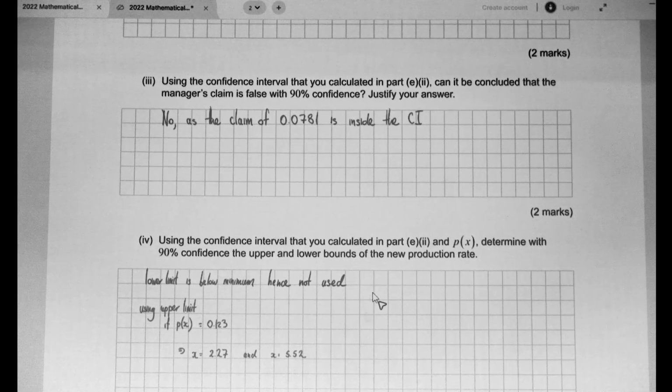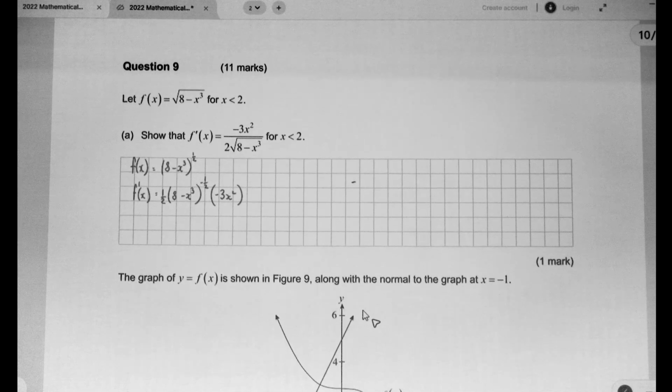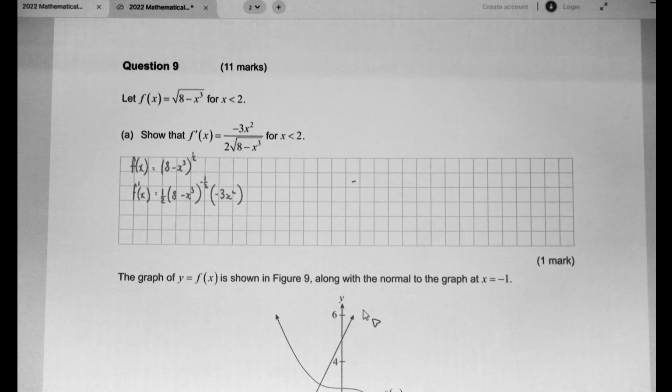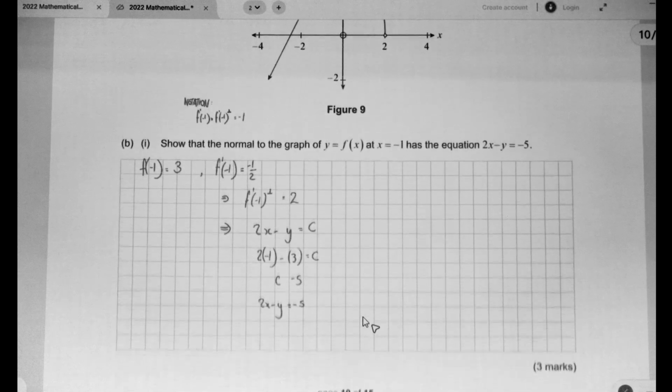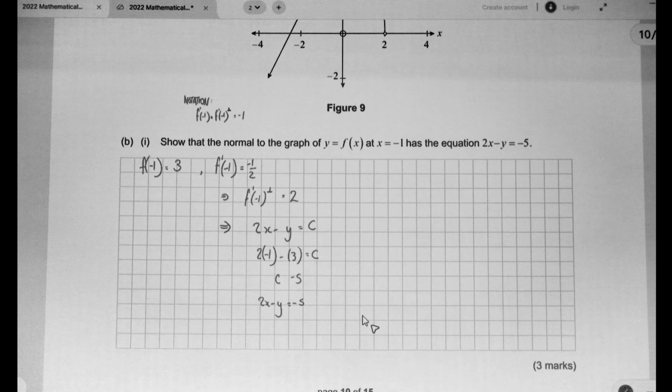Question 9, show that. Once again, we need to see evidence. Successful students converted the square root into a power of a half before they tackled this, and that tended to give them a really easy way of showing the intermediate step. They had to show that the normal has such and such an equation. So we needed to see them generate the point of contact. We needed to see them come up with the slope. We needed them to then generate an equation of the normal.